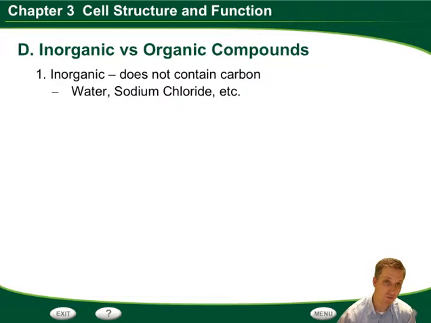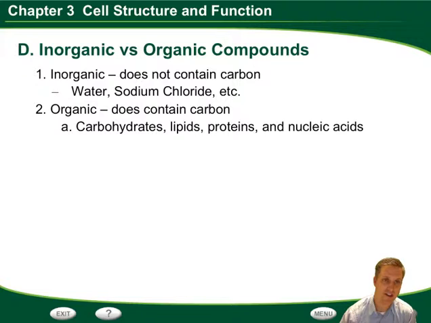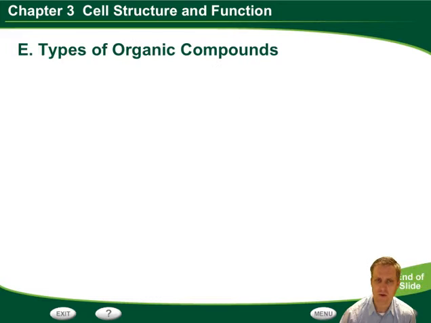So if it contains carbon, it is organic. If it does not contain carbon, it's inorganic. Organic substances that contain carbon are things like carbohydrates, lipids, proteins, and nucleic acids. We're going to talk about those four things pretty quickly today. So let's talk about each of those types of organic compounds.